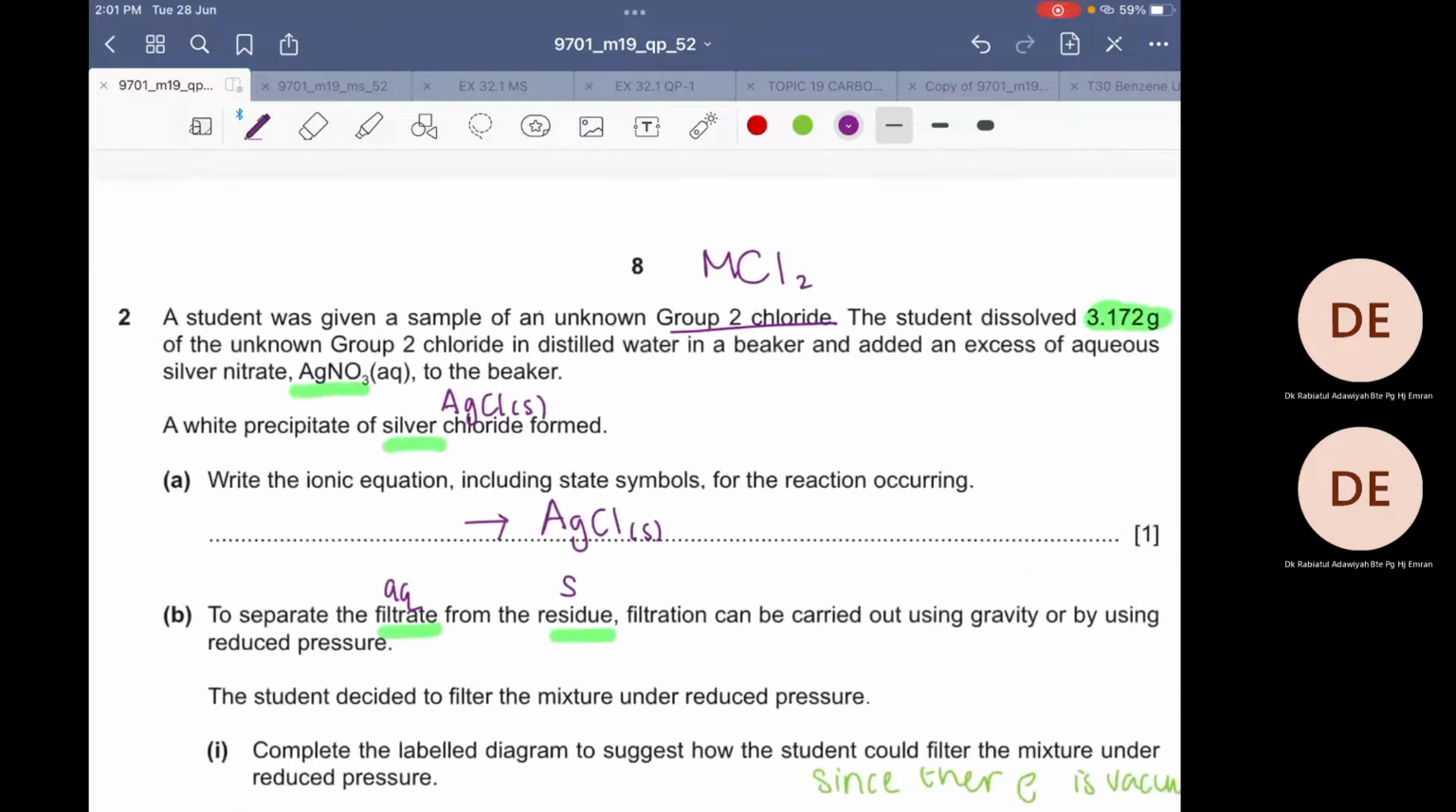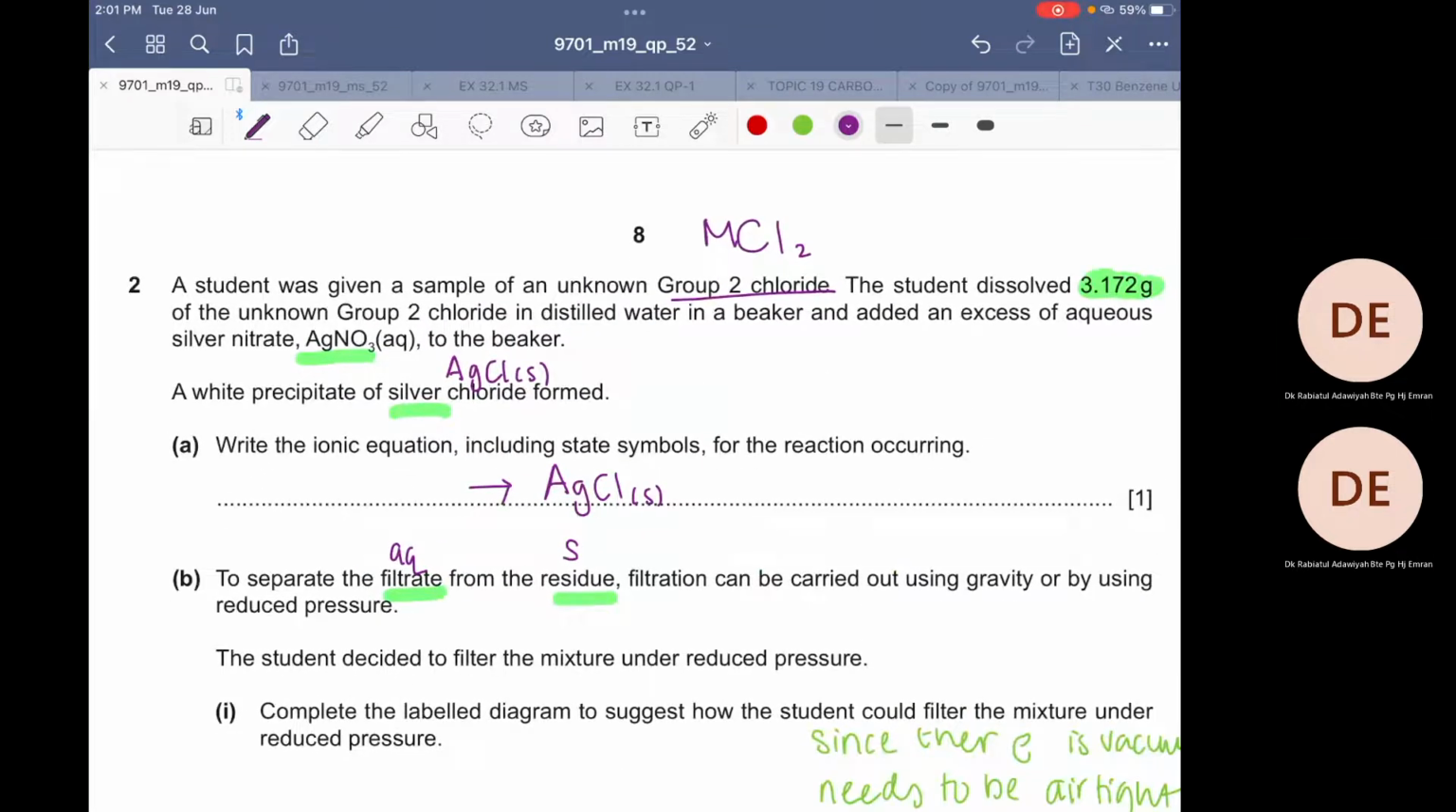Question 2. A student was given a sample of an unknown group 2 chloride. The student dissolved 3.172 g of the unknown group 2 chloride in distilled water. So what happens when you dissolve this chloride in distilled water? There's no reaction. They just break down into their ions, okay? 2Cl minus, right? And then when you add silver nitrate, same thing, silver nitrate is a soluble ionic compound.